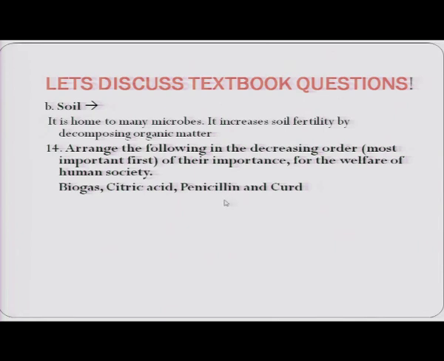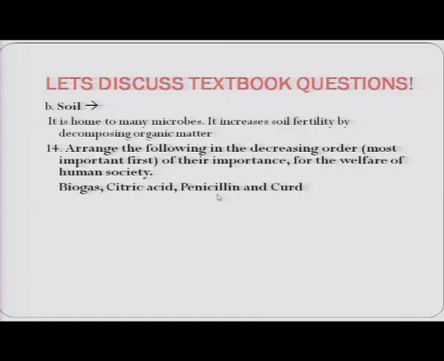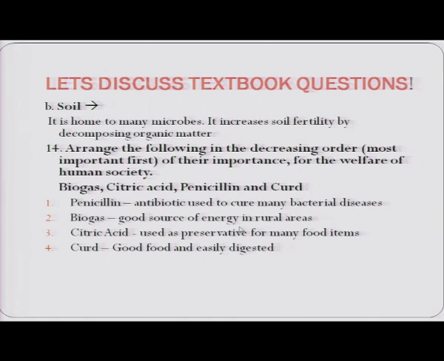Penicillin is an antibiotic which can help in getting rid of many diseases, and curd is used in our houses as a tasty product. So, according to me, penicillin should be the most important because it has helped in decreasing the rates of deadly diseases, and the antibiotics help in curing us from many diseases. So, penicillin, then biogas, which is a good source of energy, can help the people in rural areas. Then the citric acid, which is used as preservative for many food items, and lastly curd, which is good food and can be easily digested.